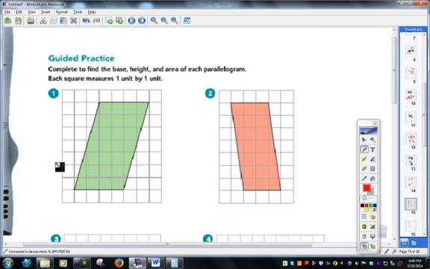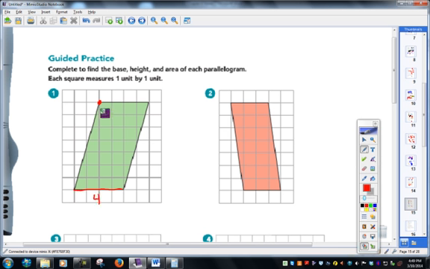Okay, here's my parallelogram. Let's find our base first of all. That's 1, 2, 3, 4 units long. Now I have people trying to count slants: 1, 2, 3, 4, 5. No, you can't count slants. You've got to come straight down from the very top and slam right into that.